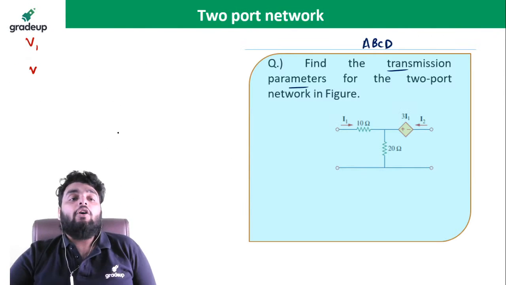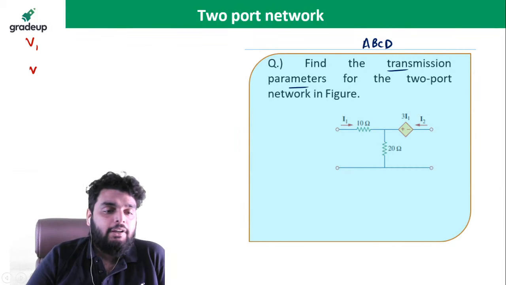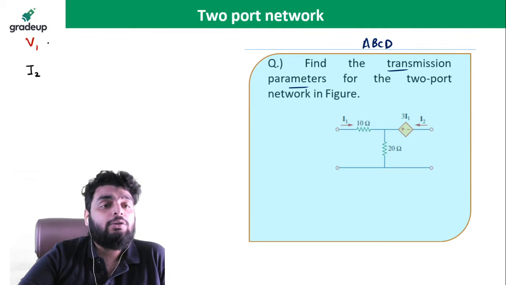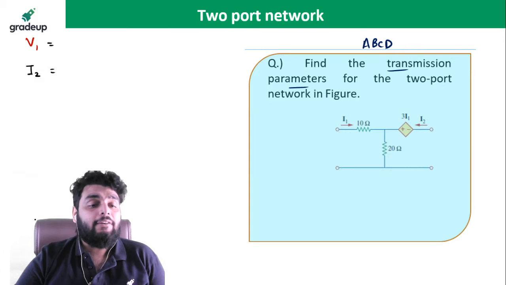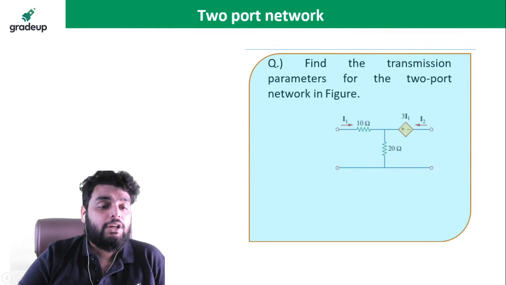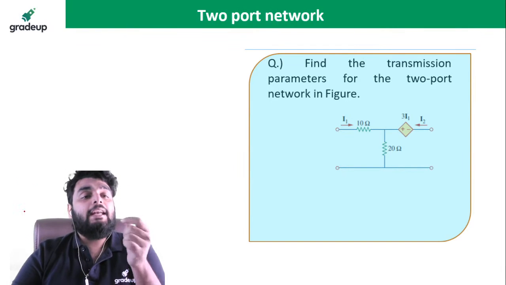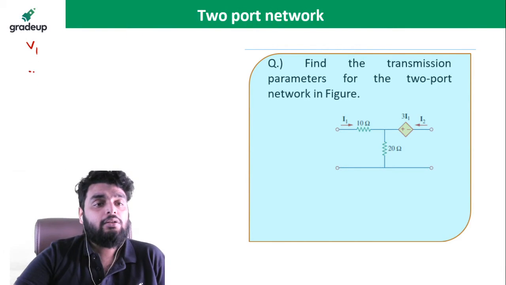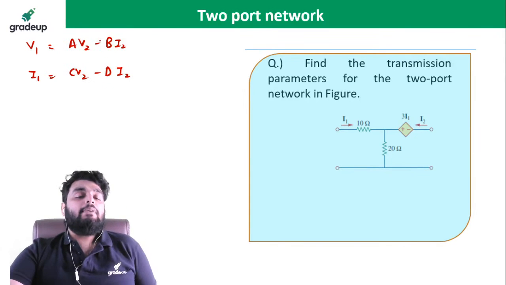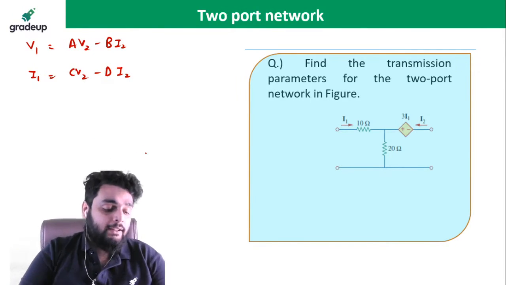Fine. Now here I have to find out the ABCD parameter. So for the ABCD parameter, what is the equation? Listen very carefully. Whenever you are going to find out the ABCD parameter, you have to do the calculation very carefully, because first of all, the equations are different. The I2 will be negative. Remember this point, okay? So for the ABCD parameter, the equation is AV2 minus BI2, CV2 and minus DI2, okay? Remember in ABCD parameter, here it will be a minus.